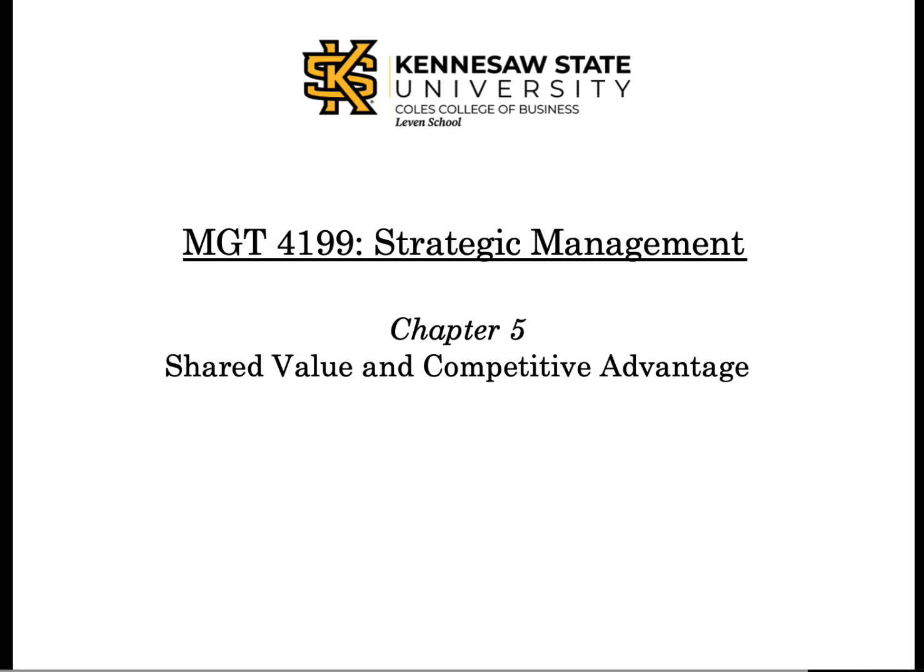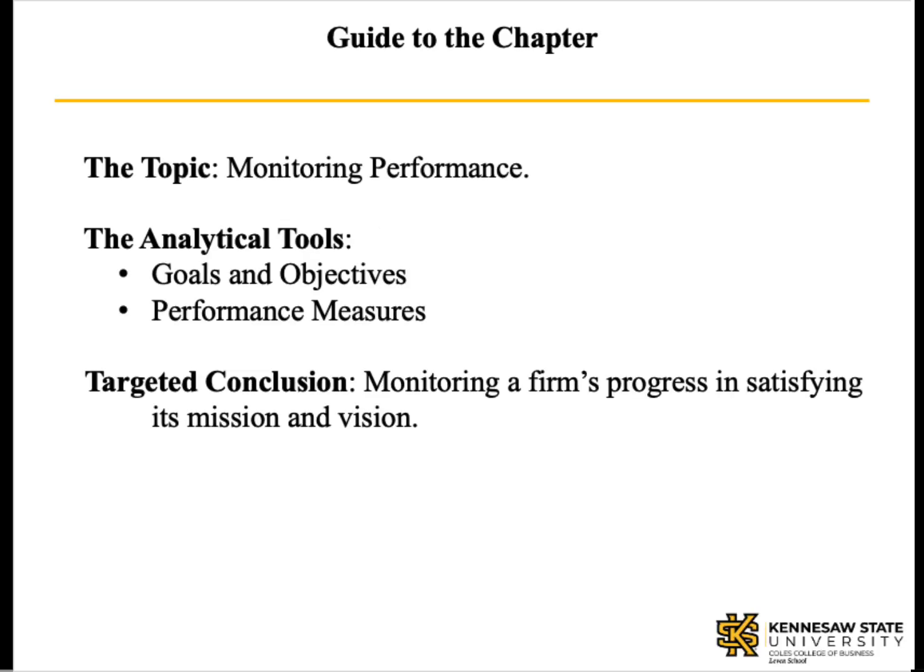This is the voiceover presentation for Chapter 5 in the Rothermel textbook on shared value and competitive advantage. The second step in the strategic management process is setting up goals and objectives. They act as targets for strategic performance.